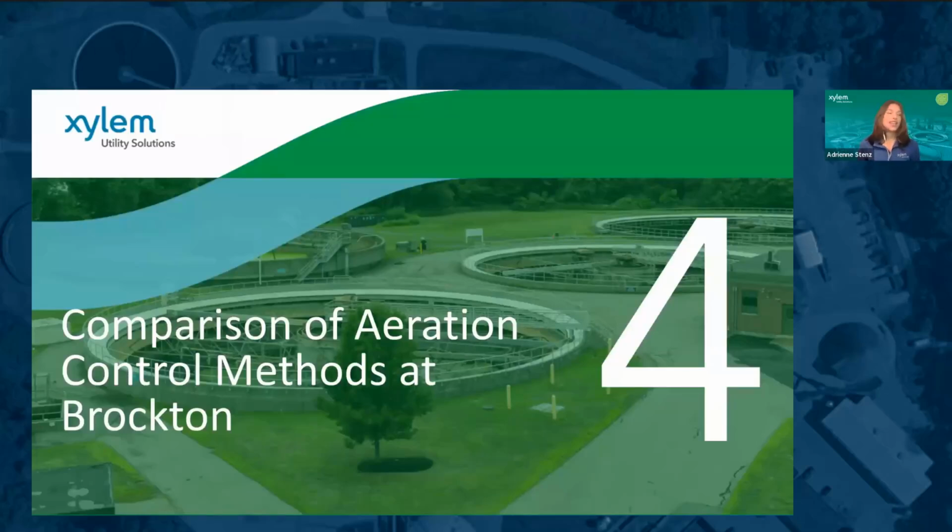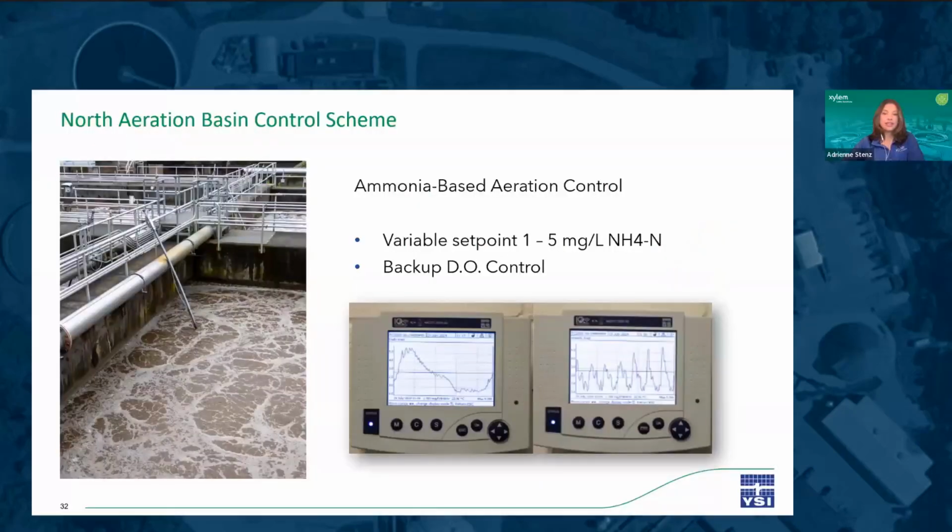So Brockton is a unique plant that is currently running two different aeration control strategies. The North aeration basins are run on ammonia-based aeration control, with control coming from one ammonia ISE sensor located about halfway through the aerobic zone, which you can see a photo of here. Backup control for these basins comes from a DO sensor located further downstream, about 3/4 of the way down the aerobic zone.